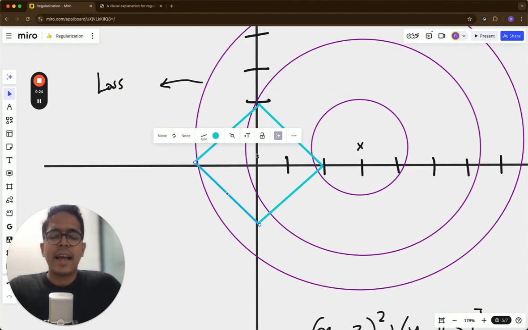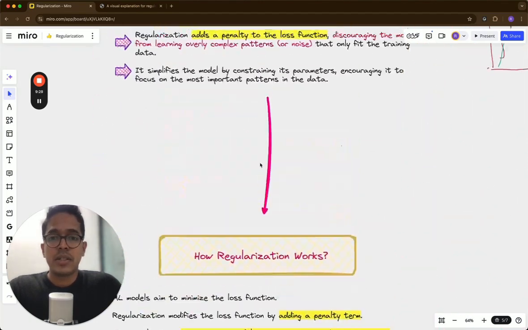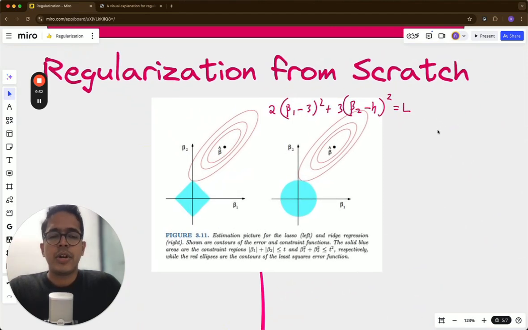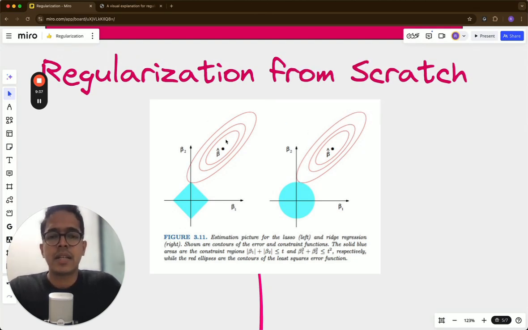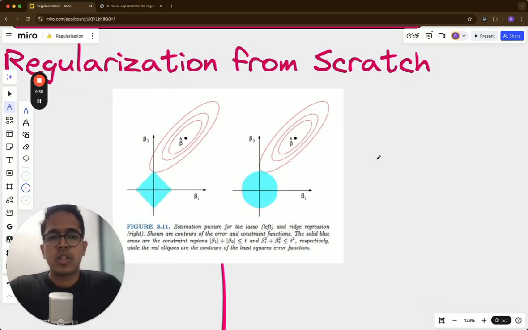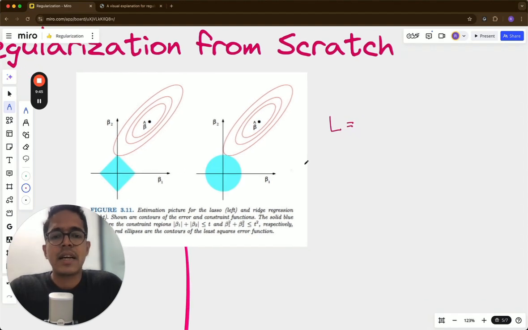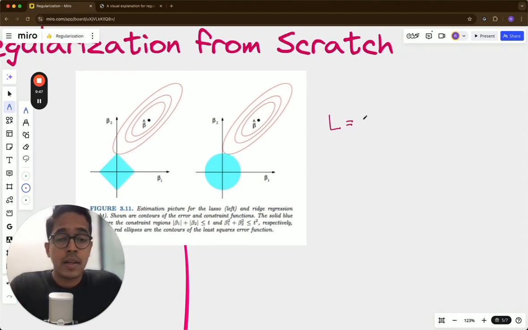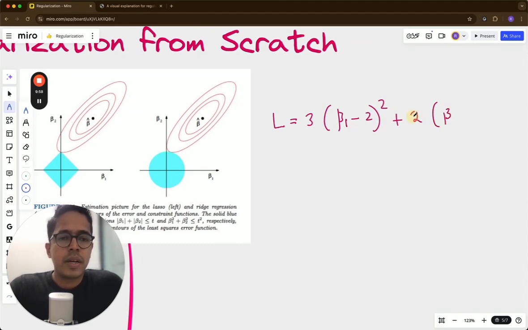So if you saw the diamond shape and circle shape from the Google images which I showed you before, this image, which is very confusing, is what you should try to understand. What is being plotted here is that these concentric ellipses are the loss functions, meaning isocontours of the loss function. So here beta 1 and beta 2 are the model parameters, and the equation could be, let's say, L = 3(beta 1 - 2)^2 + 2(beta 2 - 0.5)^2, something like this.